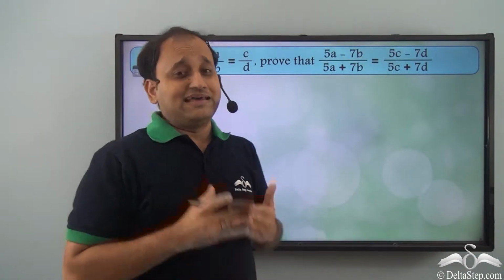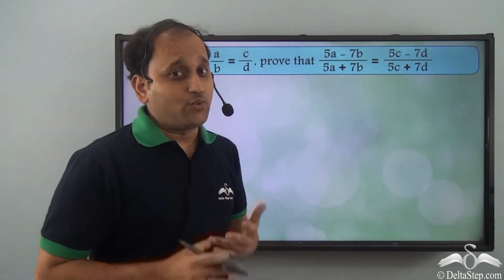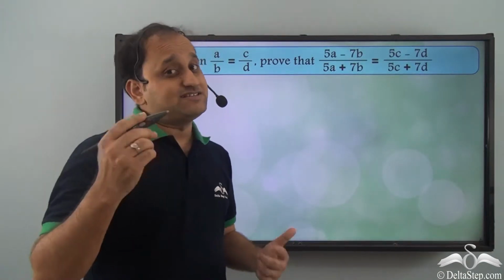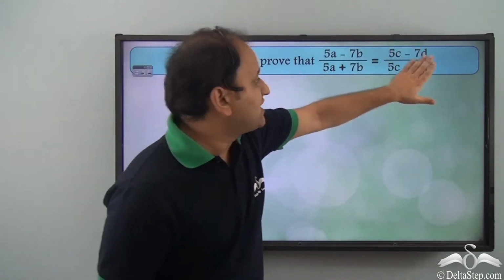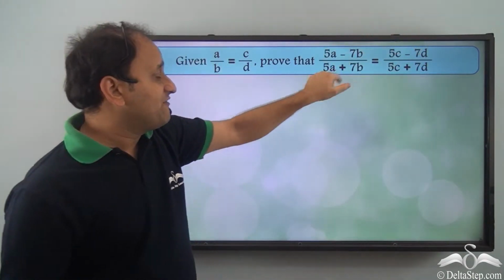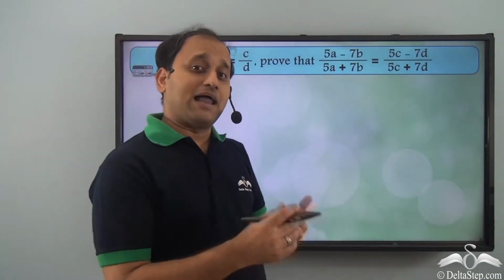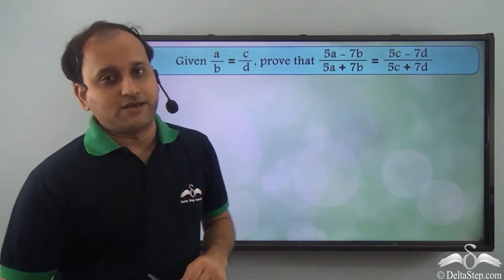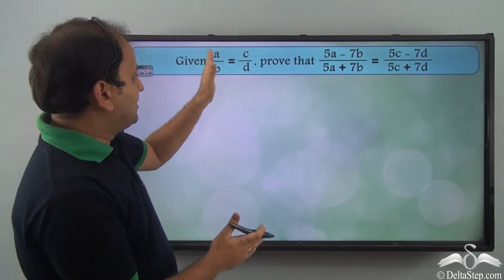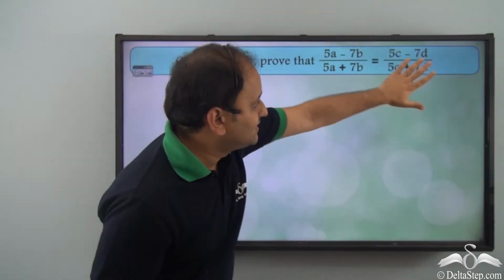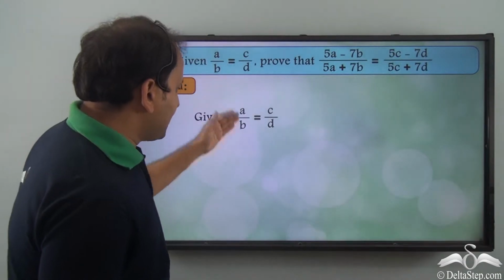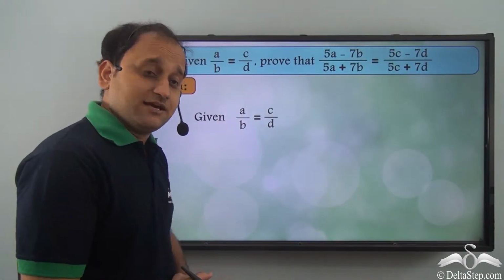Now, do you remember that in componendo dividendo, we have a plus b by a minus b is equal to c plus d by c minus d. So, this looks very similar to that. So, from this we get a hint that we may find a solution to this problem if we apply the componendo dividendo property. So, let's approach this problem and see how we can solve this equation to get this. What is given is that we have a by b is equal to c by d.